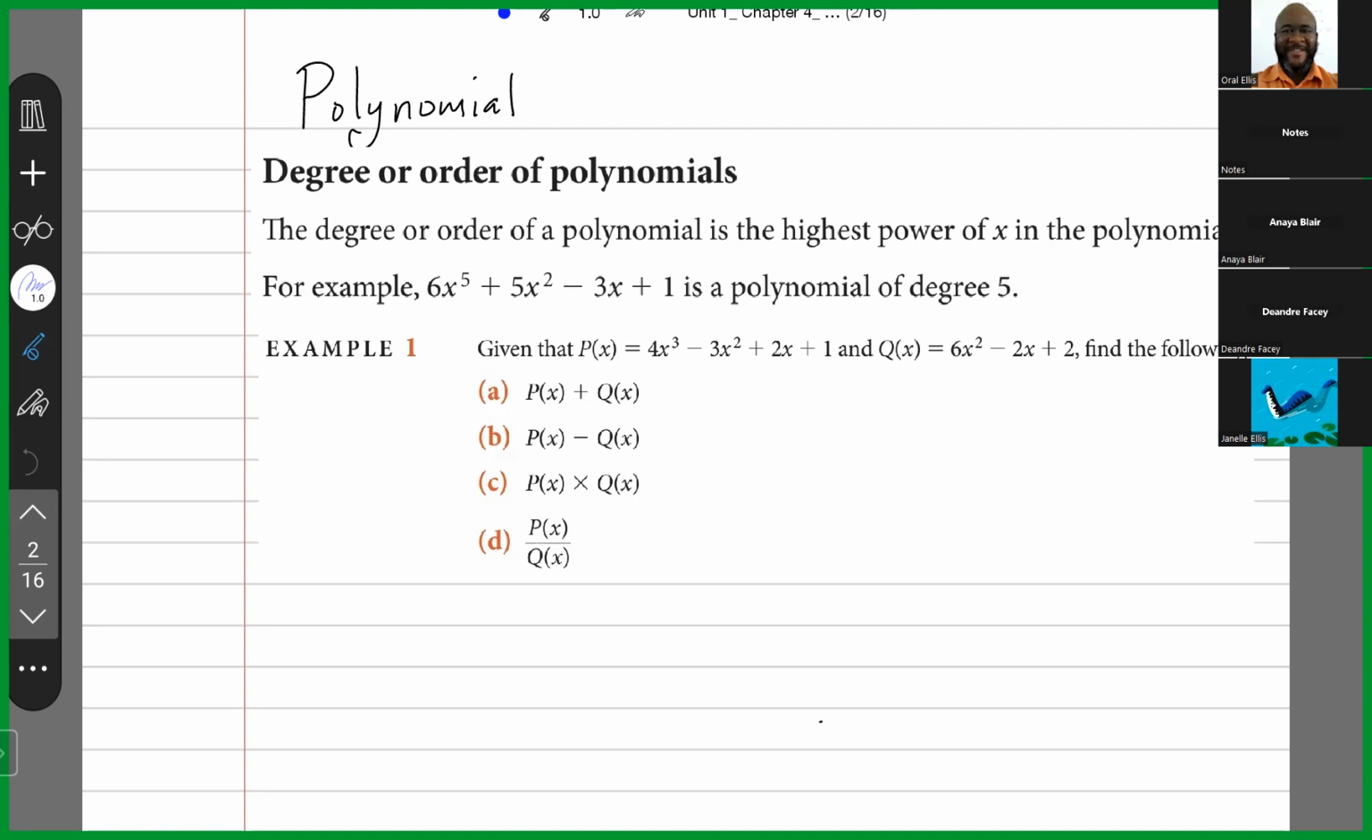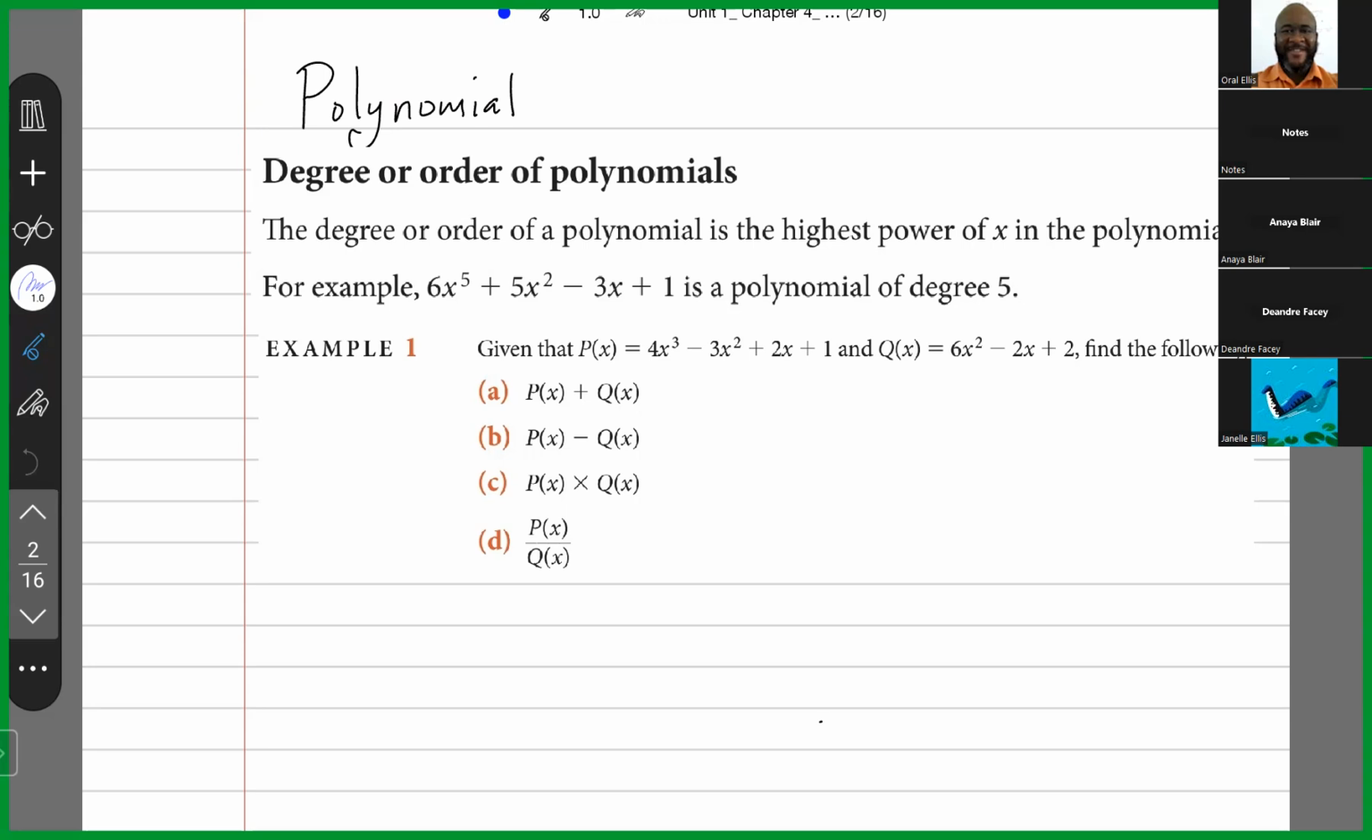So one of the first things we want to highlight is the idea of the degree or order of a polynomial. The degree or order of a polynomial is the highest power of x in the polynomial.